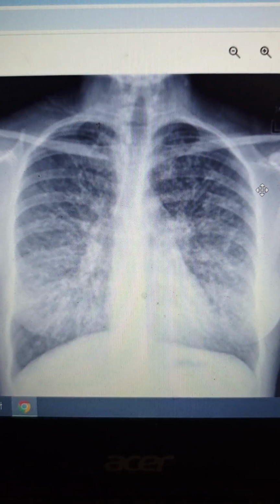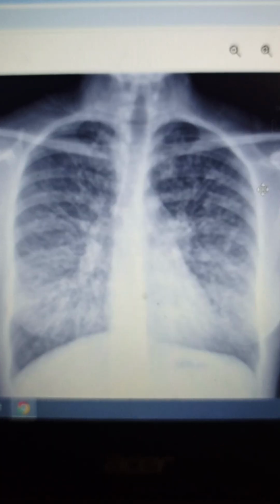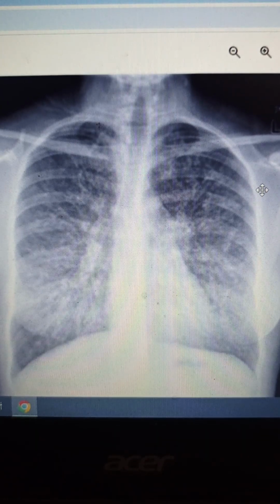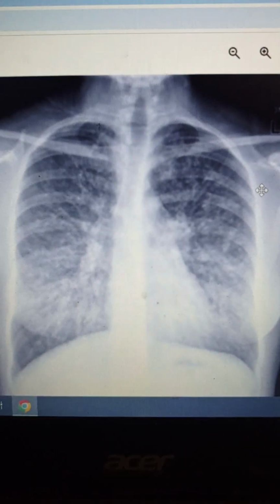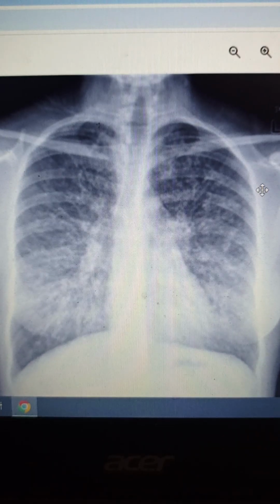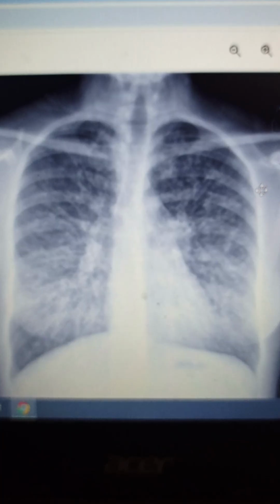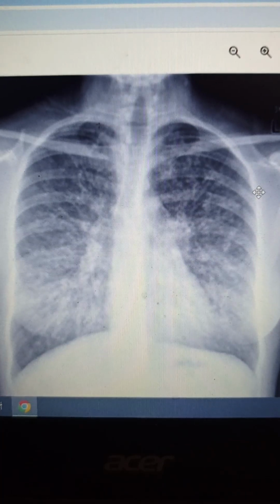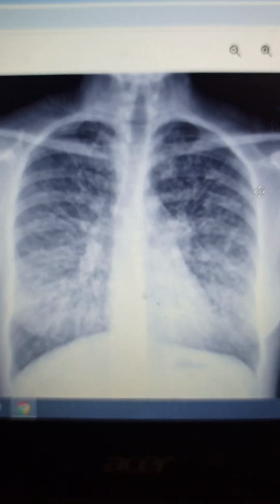Right, I am Dr. Avyas, and today we will discuss another disease and another chest X-ray. As we continue our respiratory series, today we will discuss another important disease, and this is the X-ray of that disease. We will discuss how this disease presents, what the symptoms are, and what signs we can see on a chest X-ray.